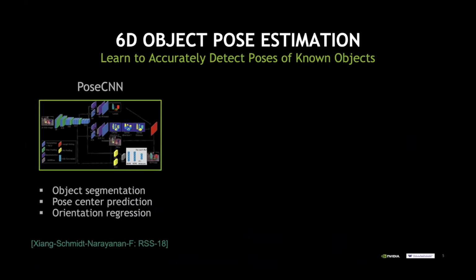So we've done work, for example, that Yu, who's co-organizing the workshop here, did on PoseCNN, where the goal of a deep network, trained on specific object instances, is to learn from the image data to segment out the object, to estimate the center of the object, and then also to regress to the 3D orientation of these objects. And once we have that information, we can use it, for example, to pick it up and things like that.